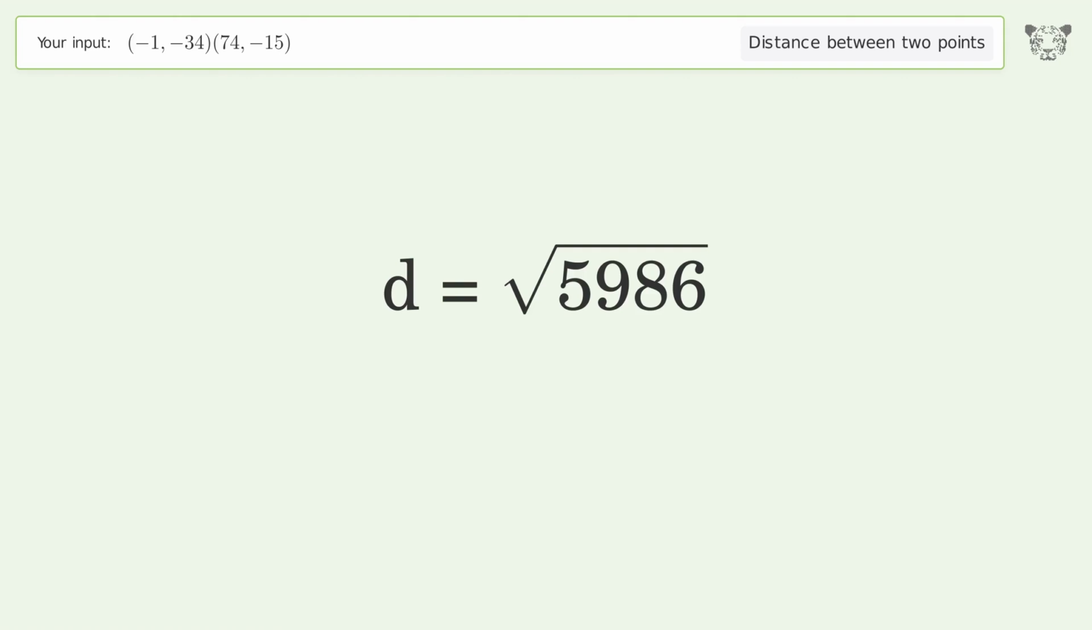And so the distance between the 2 points is the square root of 5,986, or 77.369.